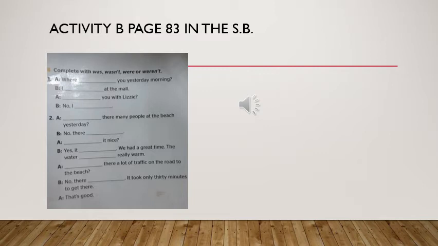Okay. Next, there were a lot of traffic on the road to the beach. Okay, so what do we write here? Yes, there. Okay, there. Sorry, were? Were there a lot of traffic on the road to the beach? No, there weren't. It took only 30 minutes to get there. Then that's good. So please write the answers in your workbook.